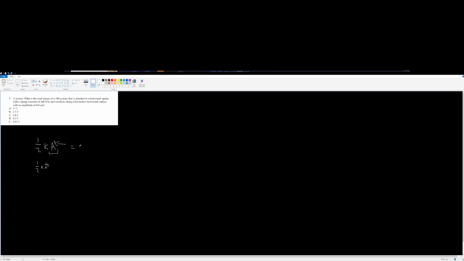So this is equal to the mechanical energy in the system, and we can say that's equal to 1/2 times the spring constant k, which is 260 Newton per meter, times the amplitude squared, and the amplitude here is 8 centimeters or 0.08 meters. Remember, in length, we always want to convert to meters as our base unit. And this calculation, when we plug it all in, gives us 0.83 joules, which is answer choice E.